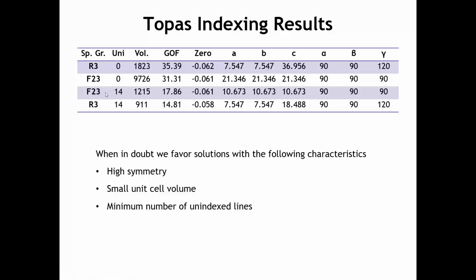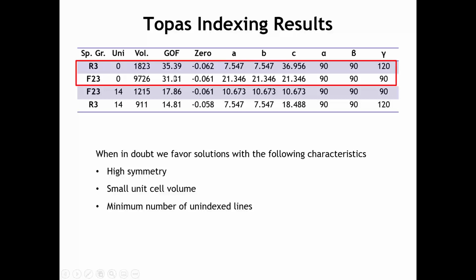How do we differentiate between them? Well, it is true that the solution at the top has the highest figure of merit, and the top 2 definitely have a higher figure of merit than the other 2. And the reason why their figure of merit is so much higher is because the bottom 2 fail to index 14 of those 46 diffraction peaks. So when you've got a solution that indexes all of them versus a solution that doesn't index 14 of them, that's a really strong indication that we should go with the solution that indexes all of the lines.